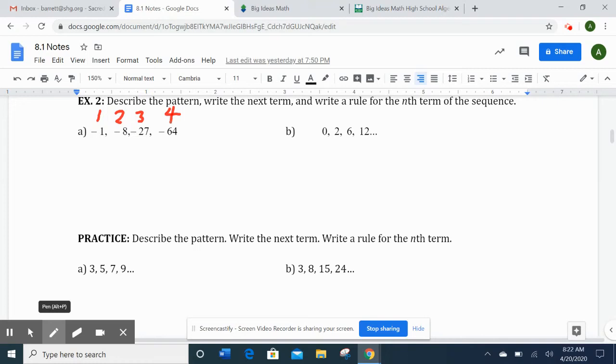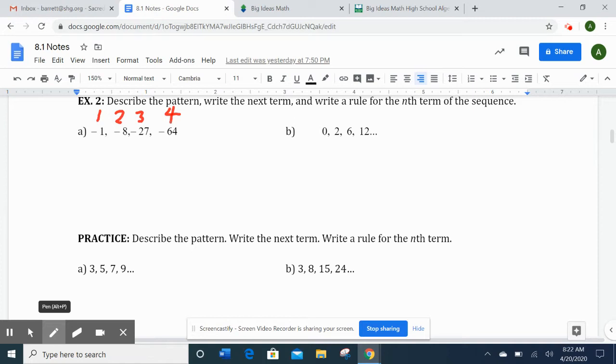Right, so this next section, I think you're either going to like it, it's going to come really quickly to you, or it's not, because it's about recognizing a pattern, which all of us are at different levels of how much we like looking for patterns and finding patterns. So I want to be able to describe the pattern, I want to be able to write the next term, and I want to write a rule for the nth term.